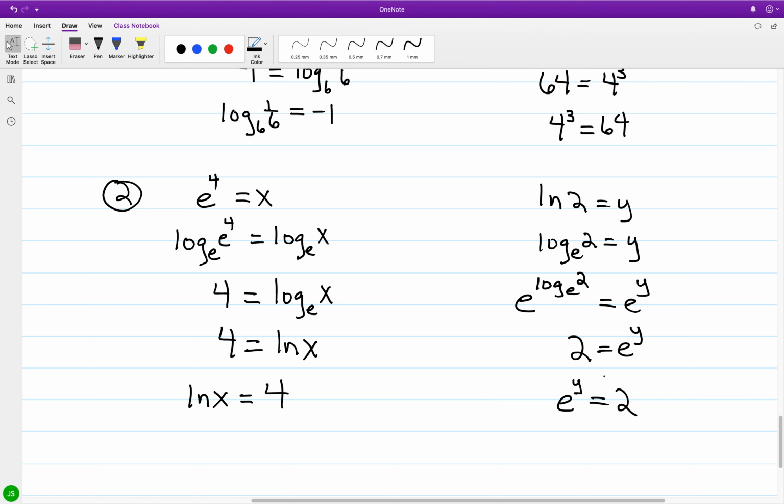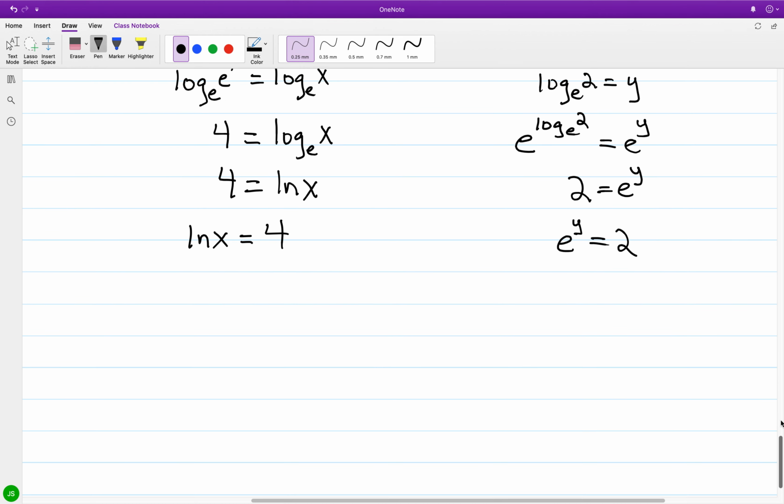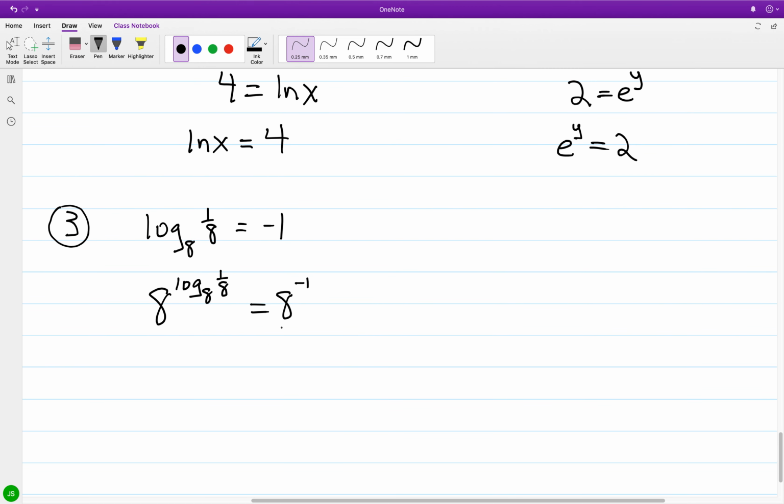All right. Now, for the third part, number 3, part A, as an exponential equation, we have the base 8 logarithm of 1/8 is equal to negative 1. So I take care of the base 8 logarithm by treating both sides as powers to which the number 8 is going to be raised. So it follows that the left-hand side becomes 1/8.